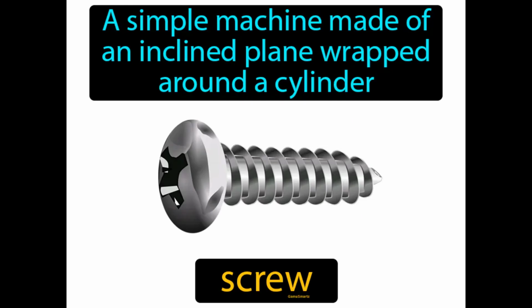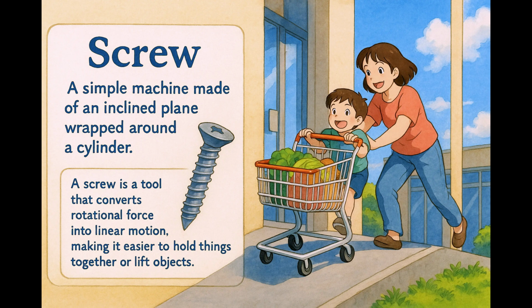A simple machine made of an inclined plane wrapped around a cylinder. Screw. A screw is a tool that converts rotational force into linear motion, making it easier to hold things together or lift objects. Imagine trying to push a heavy shopping cart up a steep ramp into a store. Just like that challenging incline, a screw is essentially an inclined plane wrapped around a cylinder to make tasks easier.